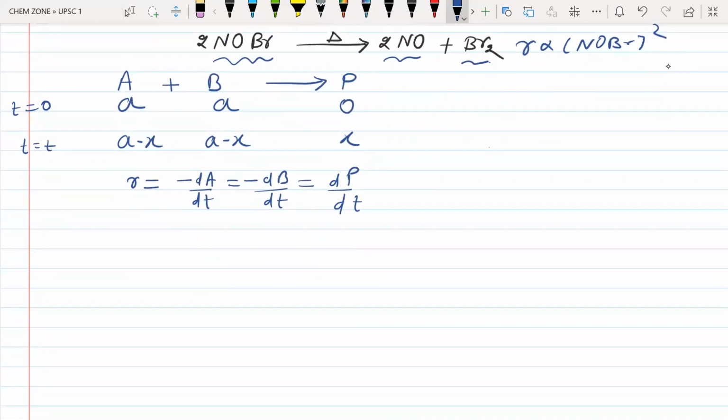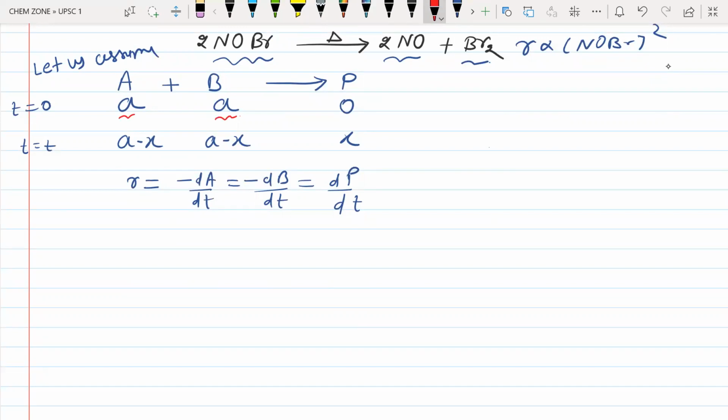Now let's start the proof of how we can calculate the rate constant of second order reaction, or what is the half-life of second order reaction. For this purpose, we need to assume a second order reaction in which two different reactants A and B are present and both are having the same concentration. Here we assume A and B both reactants have similar concentration A.